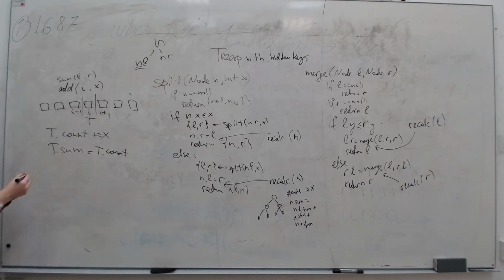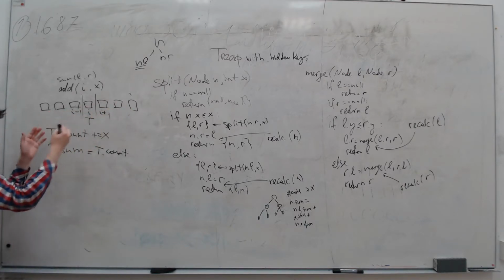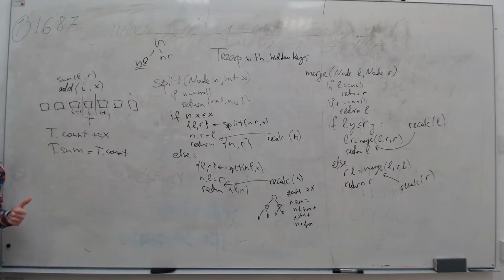And then you make two merges. You merge this with this and merge this with this, simply back. So this is how you implement add.